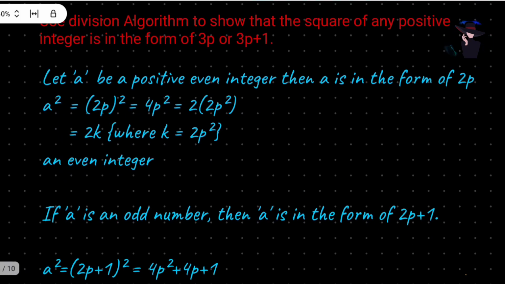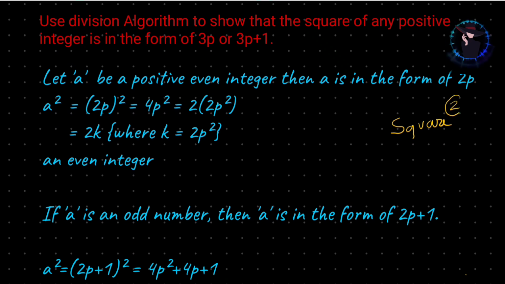What's the next question? Use the division algorithm to show that the square of any positive integer is in the form of 3p or 3p plus 1. So what comes here is the new thing we got, that is square, right? Power 2 is known as square.